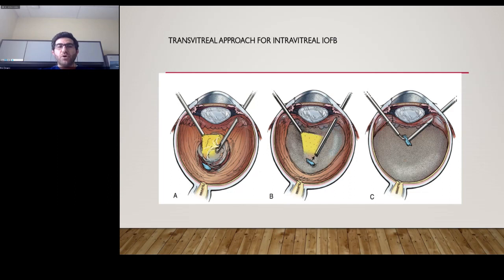It's very important to peel the posterior hyaloid membrane to avoid PVR after the surgery. As we know, 65% of patients with intraocular foreign body can develop PVR after surgery, and one of the major causes or sources of PVR is the presence of remnants of posterior hyaloid. So I recommend using dye during the vitrectomy to see all the vitreous.